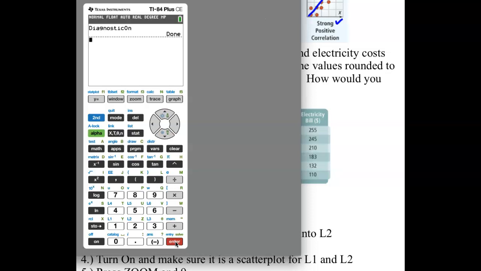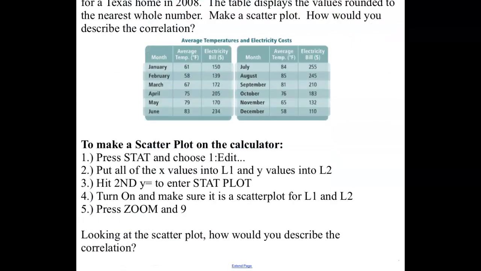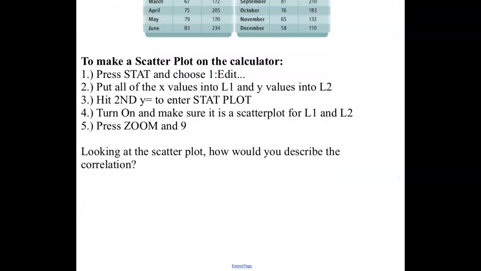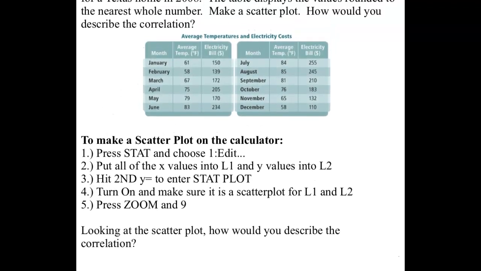So the first thing we want to do to make a scatter plot is we want to press our Stat key, and we're going to choose Edit. All right, then we're going to put all of the X values into list 1 and the Y values into list 2. And then we're going to actually create the stat plot. So these first 2 steps are really just getting all the data into the calculator.